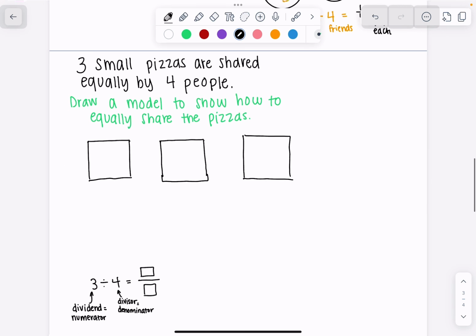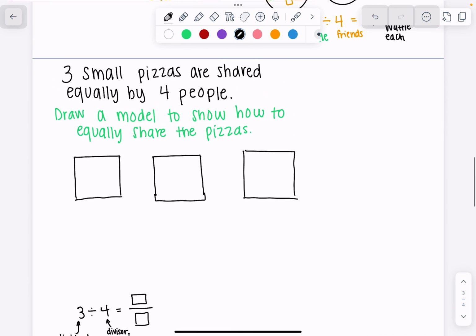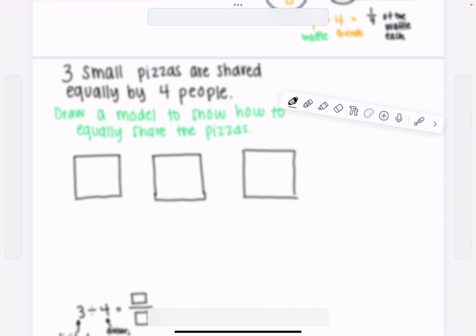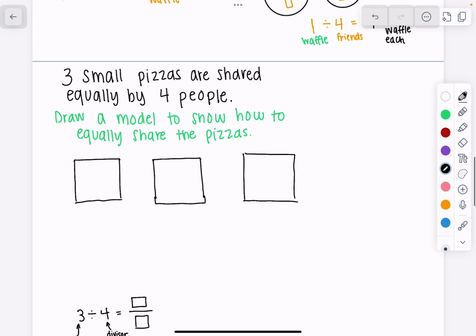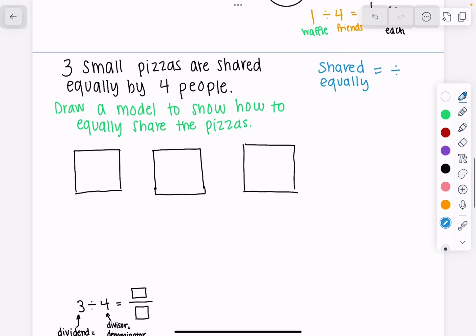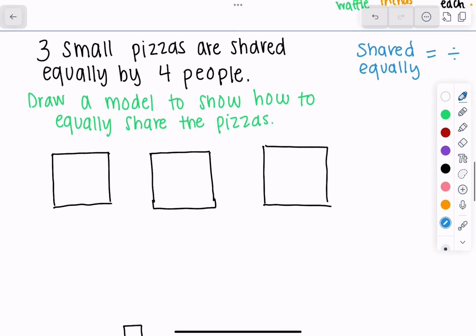And then lastly, we're going to look down here at this. I kind of took this from one of your problem sets, okay? Let me move this over here real quick. It says 3 small pizzas are shared equally. Y'all just put it into your notes. Shared equally means you're dividing. You're sharing it equally among a group of people, okay? Shared equally means division, okay? It wants you to draw a model to show how to equally share the pizzas.